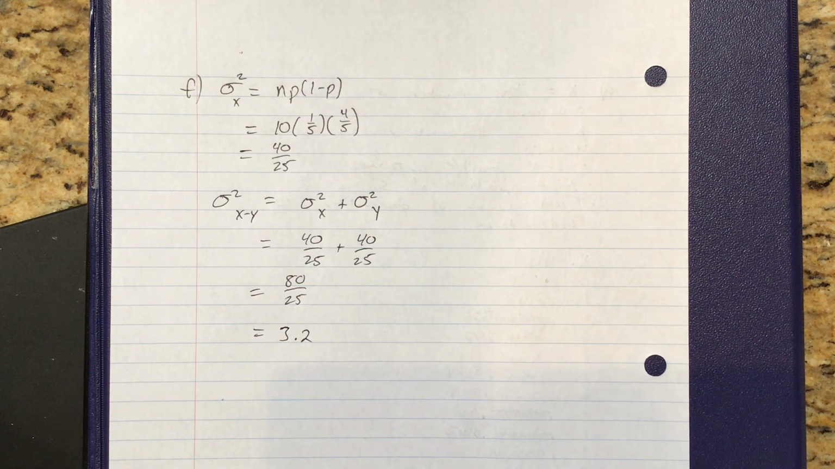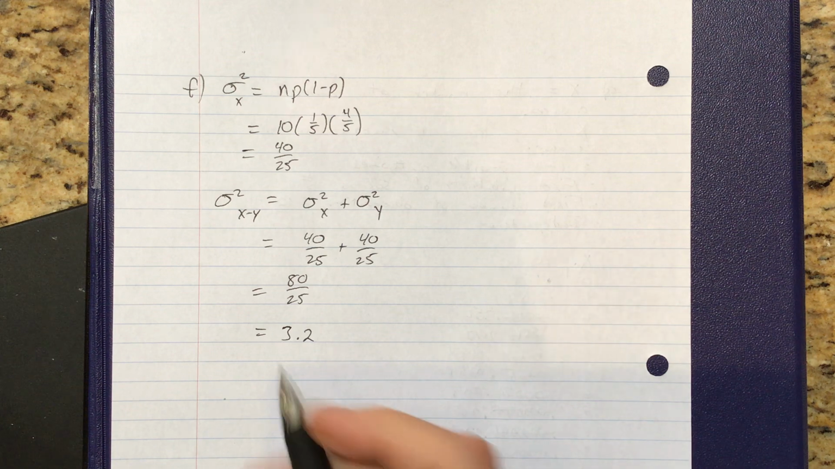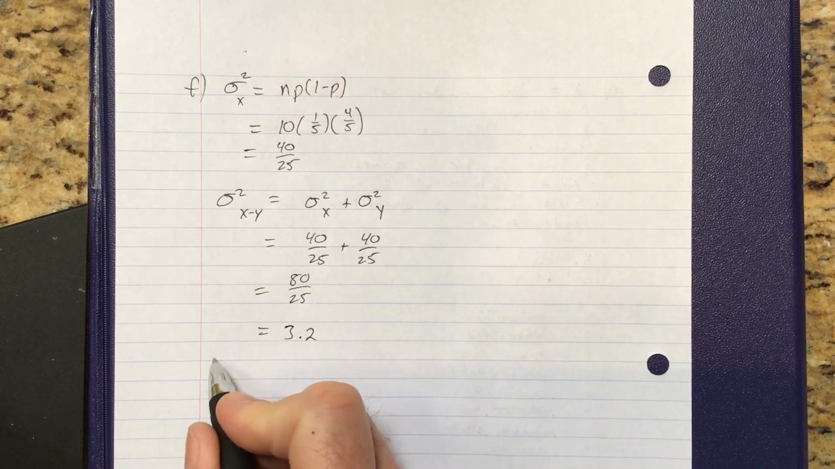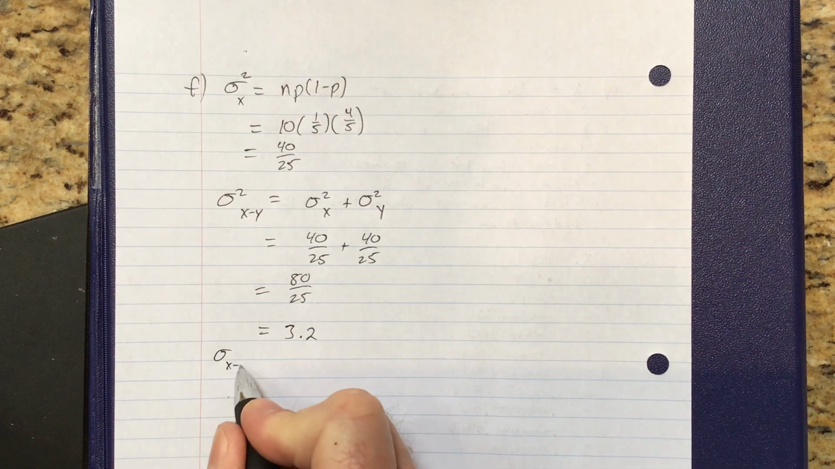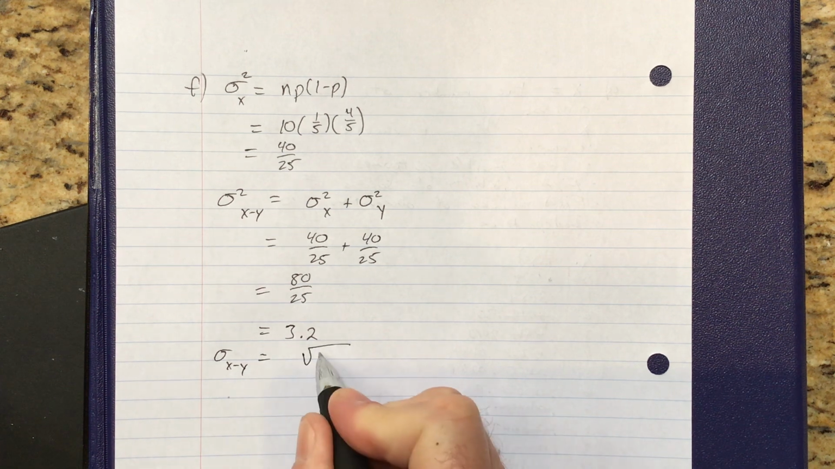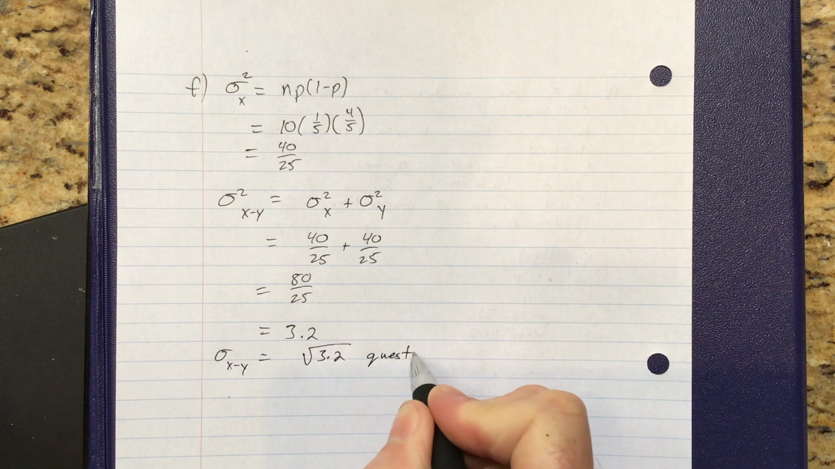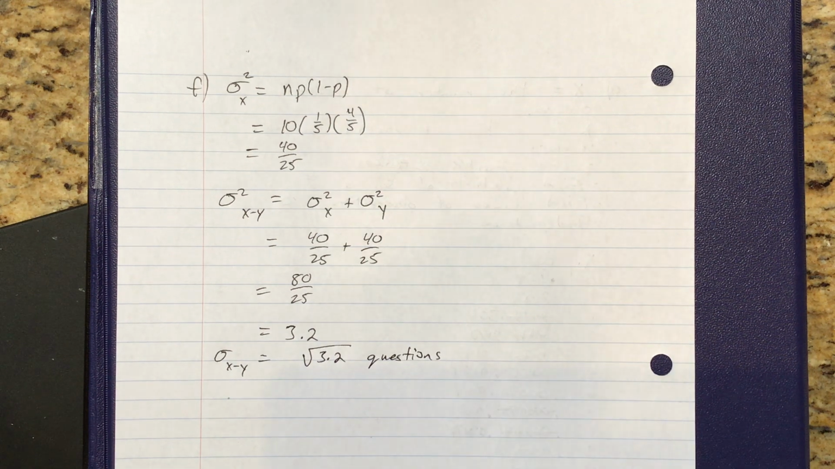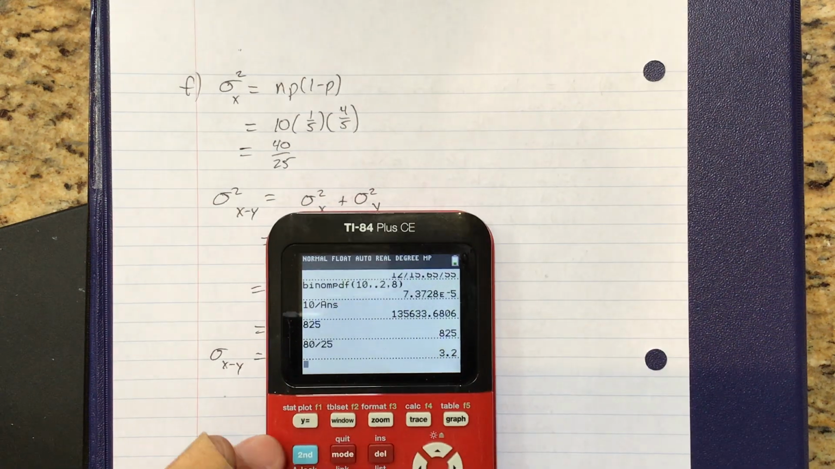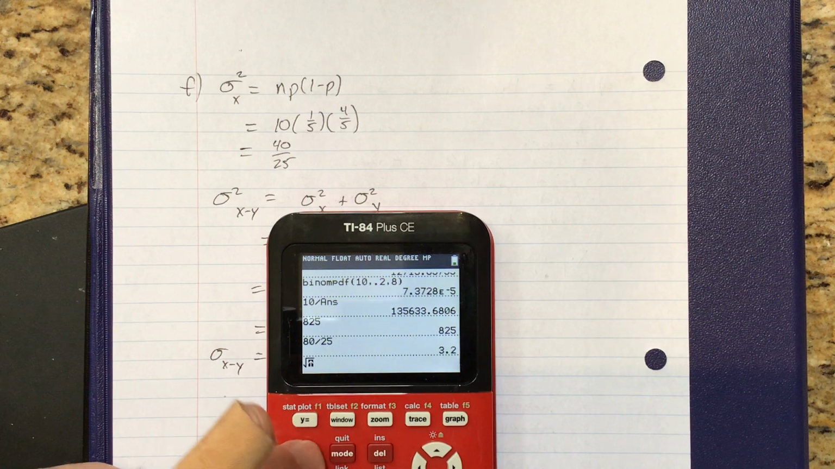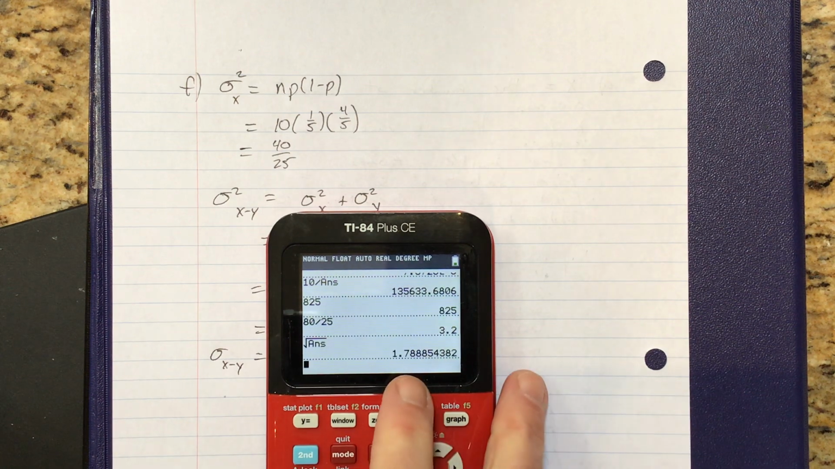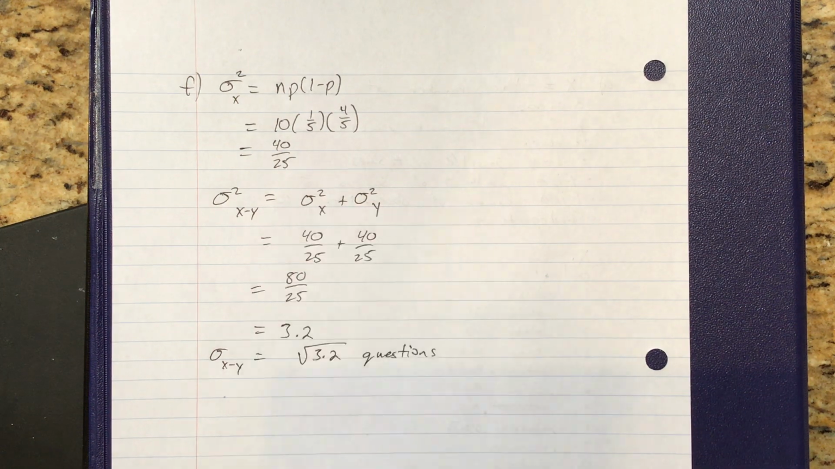Remember, variance is square units. That's one of those tricky questions they like to throw at us. They'll say, what's the units on this? And a lot of students will miss it. Okay, but we want the standard deviation, so the standard deviation will equal the square root of 3.2 questions. Okay, so let's see. Approximately 1.79 questions.